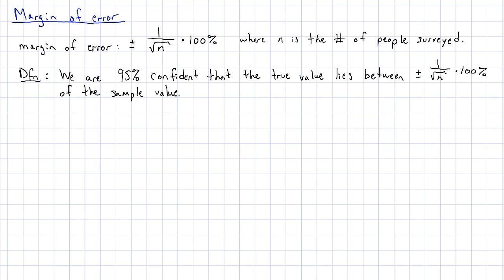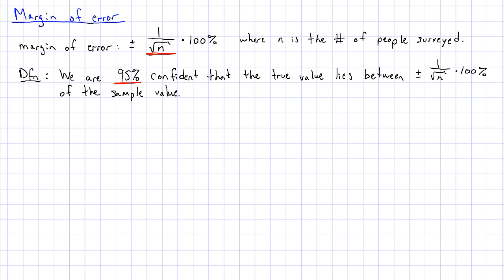Now, this 95% is part of the definition. So the 95% is associated with this 1 over square root of n. So this margin of error is for a 95% confidence interval. And that means that there's a 95% probability that the true value lies within plus or minus 1 over square root of n times 100. This is part of the definition.